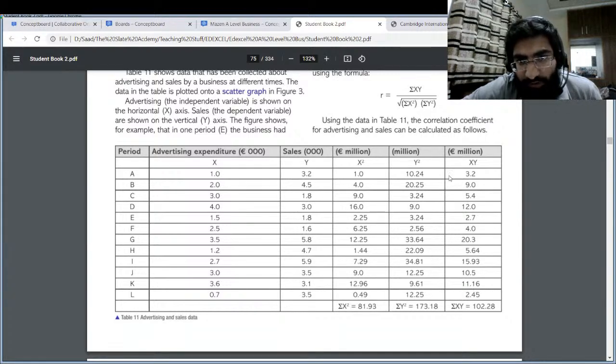So 1 into 3.2 is 3.2, 2 into 4.5 is 9, 3 into 1.8 is 5.4, 4 into 3 is 12, and so on. You multiply x and y. In this column, you're simply noting down the product of x and y, advertisement expenditure and sales. Once you have all the values, you add them at the bottom to get sigma xy. Once we have noted it down for all the periods, we simply sum all of it.